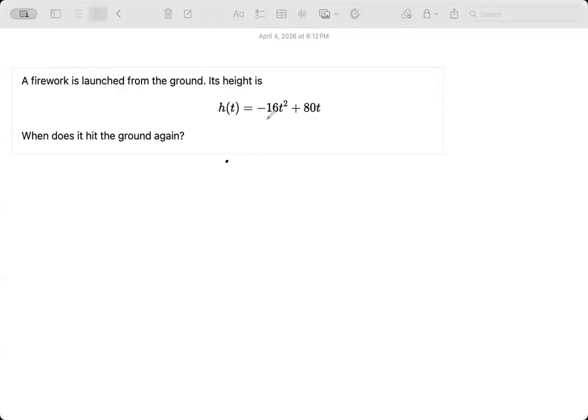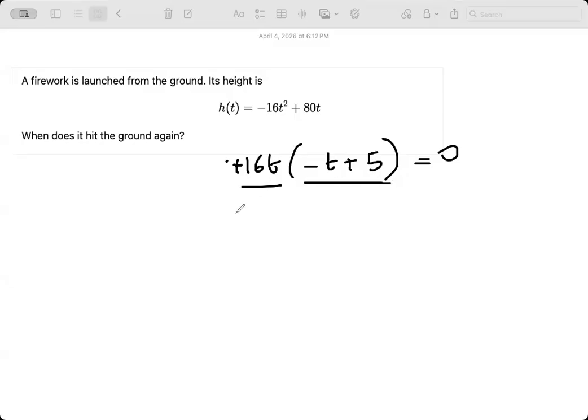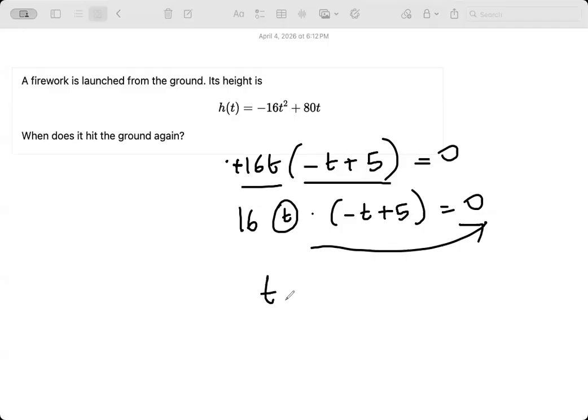I can take 16t common, right? When I take 16t common, what is left over? Minus t plus 5. So when I equate it to 0, by the zero product rule any one of these should be 0. 16 times t times minus t plus 5. Either I can equate t to 0 or I can equate minus t plus 5 to 0. So t equal to 5 or t equal to 0.